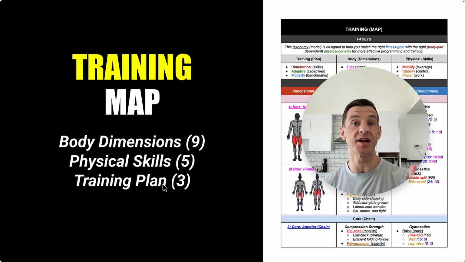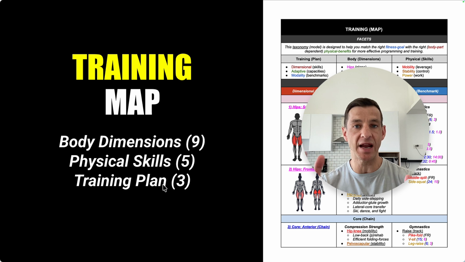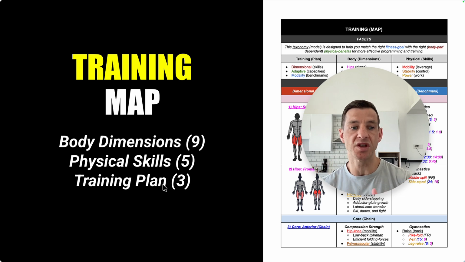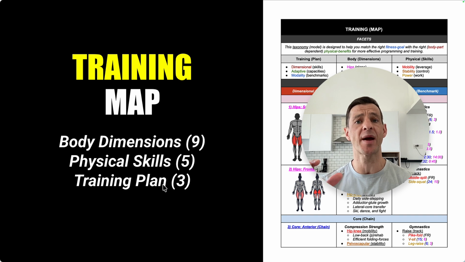They are the body's 9 dimensions, the 5 physical skills of the body, as well as the 30 fitness benchmarks that are associated with each body dimension. As you can see on the right is an image of the actual taxonomy. It's a 3-page PDF that you can download that goes along with this video training.